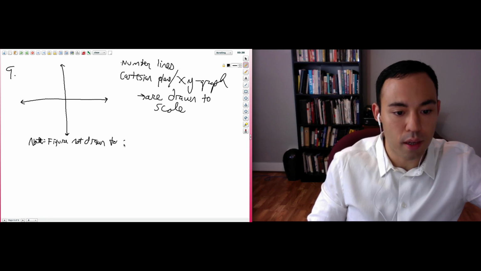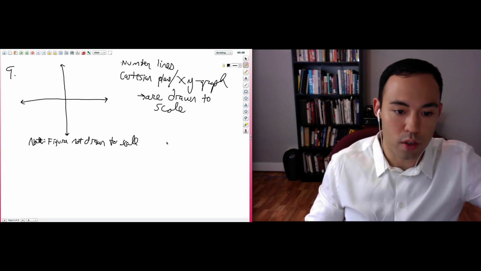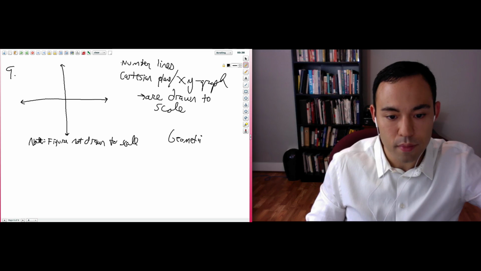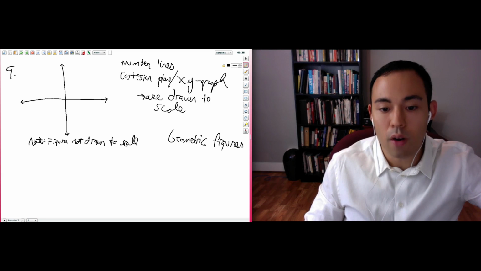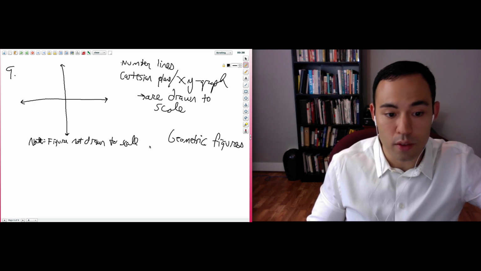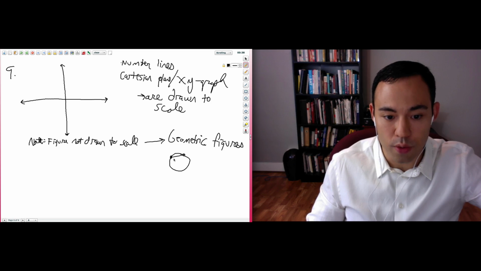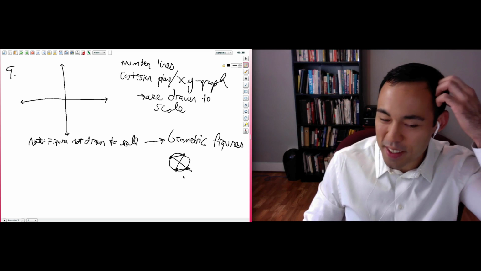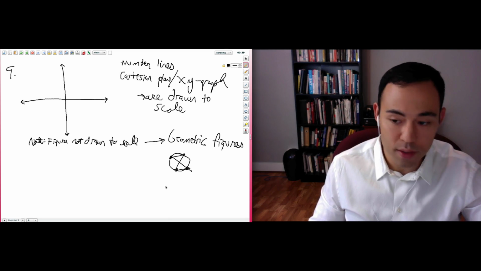Drawn to scale. It will have that warning, but I've never seen them do that with number lines or Cartesian planes. However, for geometric figures, there's often the warning that the figure is not drawn to scale. So things like the circle that we dealt with earlier, the hourglass inside, the Black Widow geometric figure, is not necessarily drawn to scale.